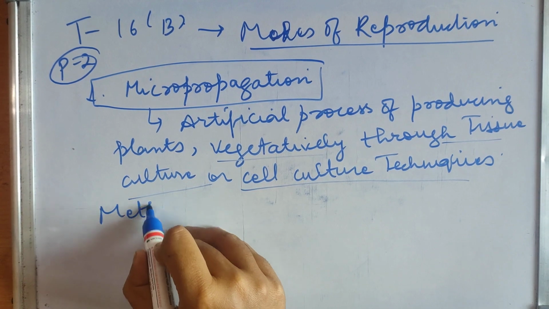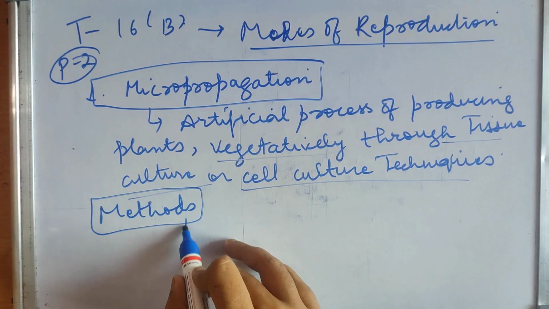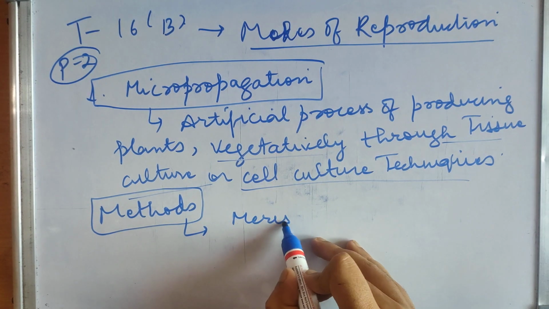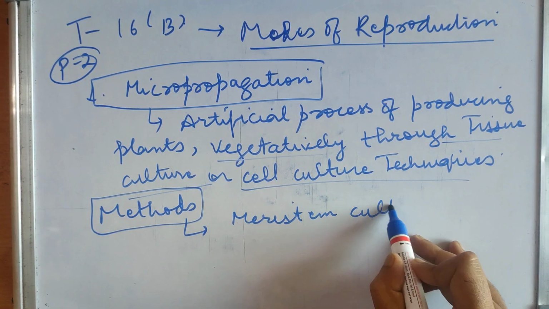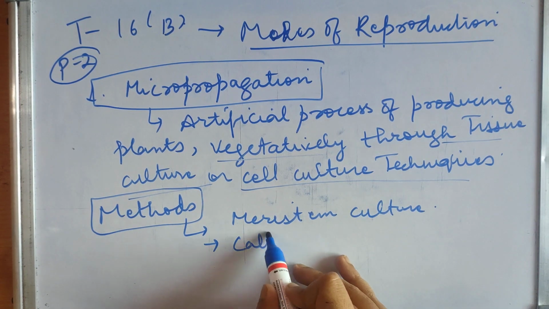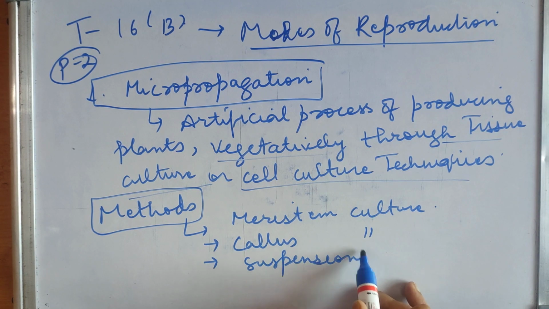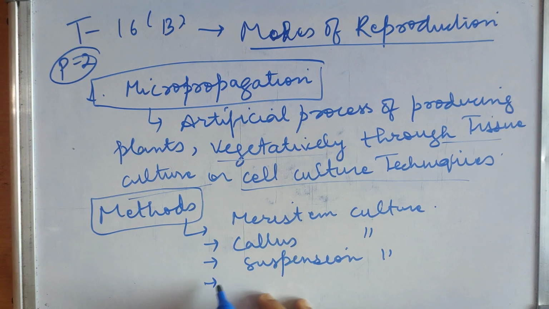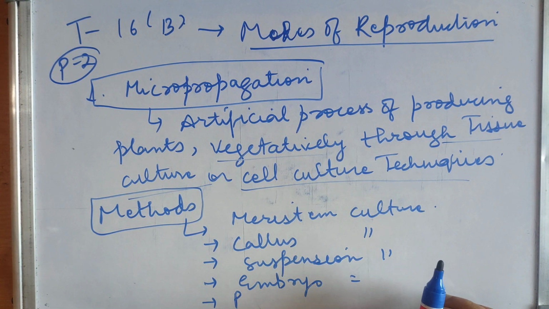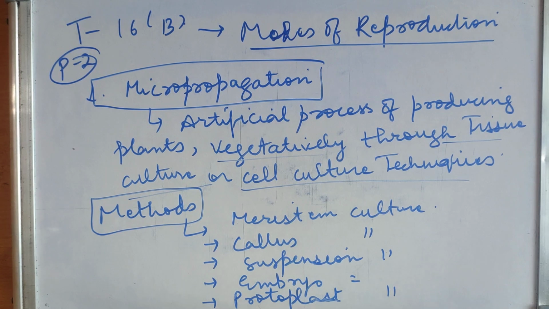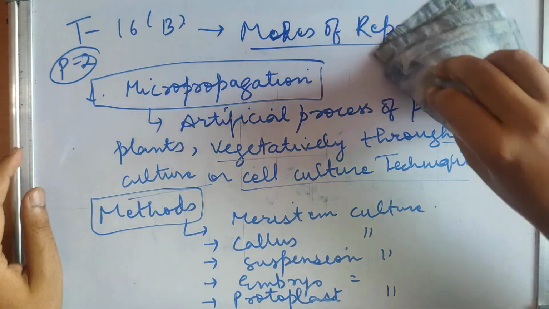So the various methods through which we do micropropagation are meristem culture, callus culture, suspension culture, embryo culture and protoplast culture, etc. So these are the different methods through which we can do micropropagation. Now what are the advantages of micropropagation?